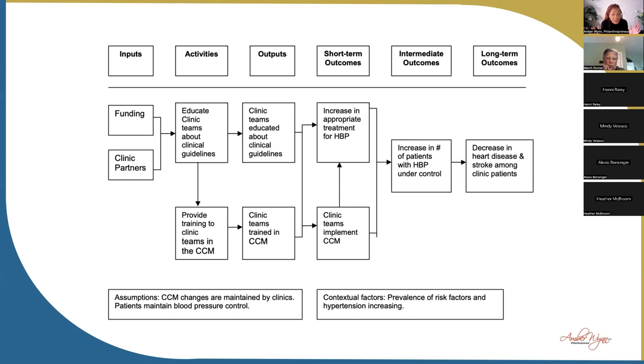So take a screenshot of this, because when you're sitting down and you're going to say, what did Amber say? You take the if-thens, you write them out, and then you graphically put them together. So you see the arrows, they're all going to the right. And that's what you want. At the bottom, the assumption is that the chronic clinic care model changes are maintained by the clinics and the patients maintain blood pressure control. That's the assumption. But what are the factors that you can't control? Well, the prevalence of risk factors and hypertension is increasing. You can't control that.